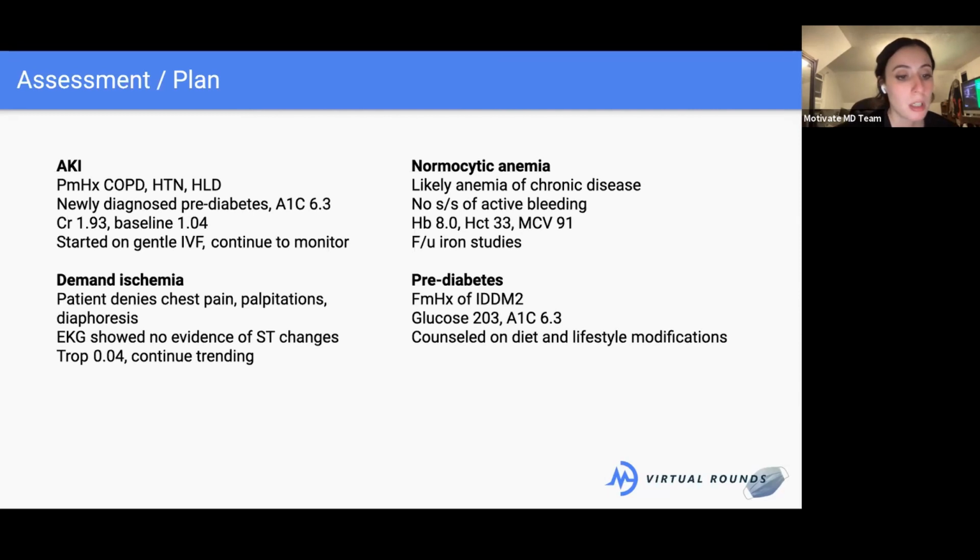There are different types of NSTEMIs. EKG showed no evidence of ST changes, again supporting what we said.